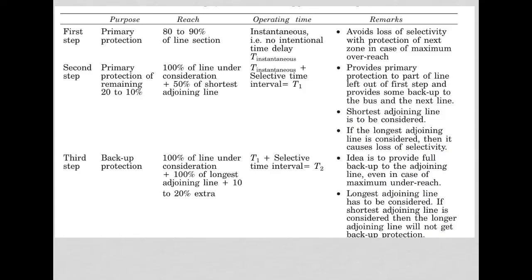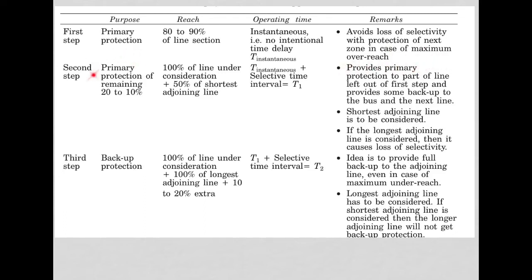Now what is the first step? The first step gives the primary protection to 80 to 90% of the line section. It is instantaneous, no intentional time delay is there. So it avoids the loss of selectivity with protection to the next zone in case of maximum overreach.